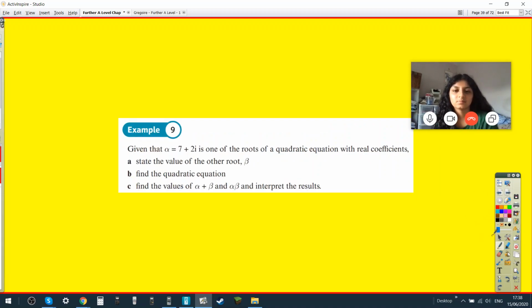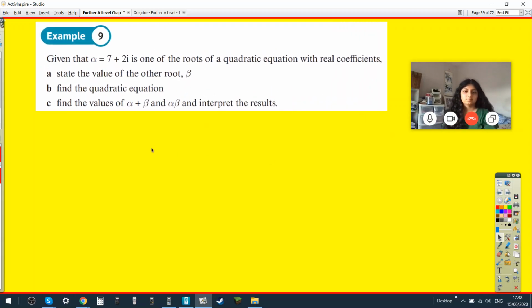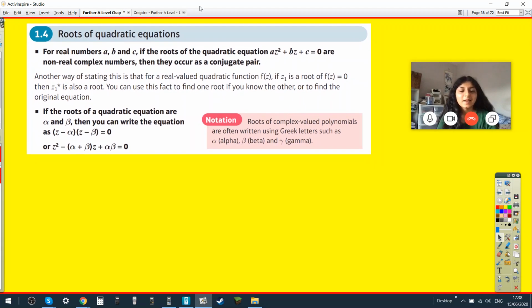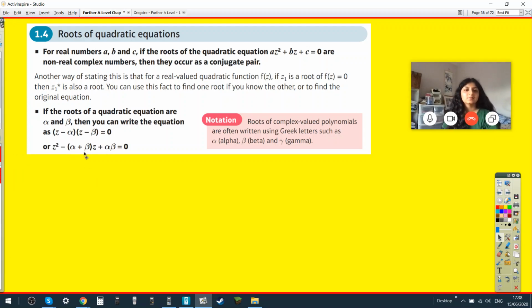Roots of quadratic equations. Who knows what this is about? Okay, given that alpha is one of the roots with real coefficients, state the value of the other root. I have no idea how to do this. For real... Is it just the constant pair? Oh, that's easy. Two numbers multiply to make alpha beta, add to make... Yeah, multiply to make c, add to make b.